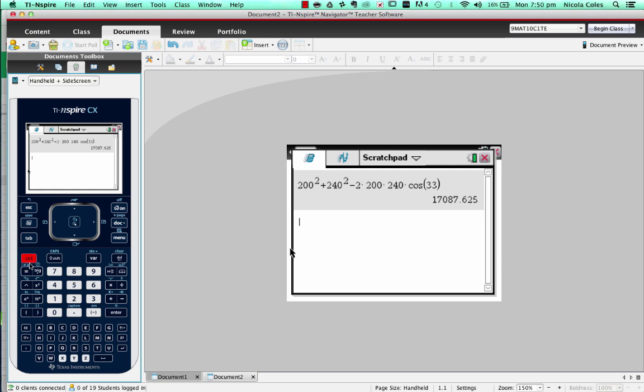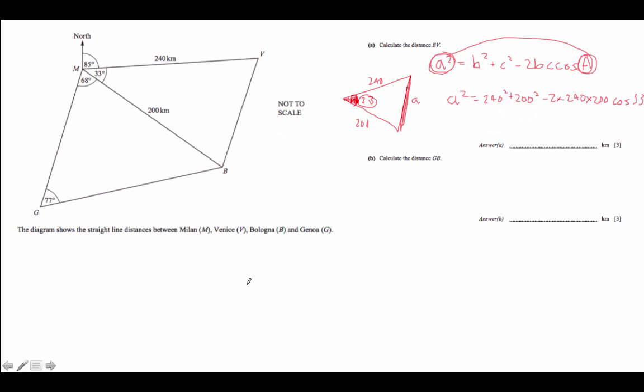But that would be a squared, we just want a, so we need to take the square root of our answer. The square root of the answer would be 130.7 or 130.72. The next one says calculate the distance GB.